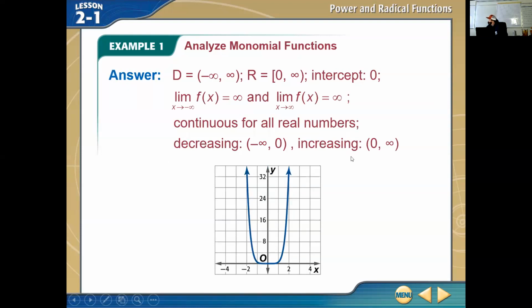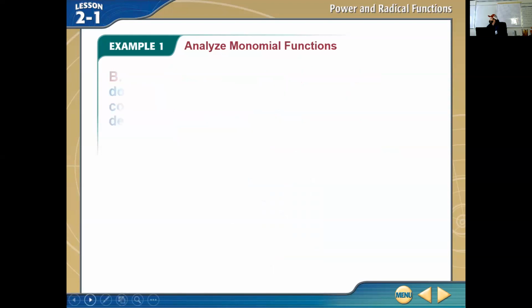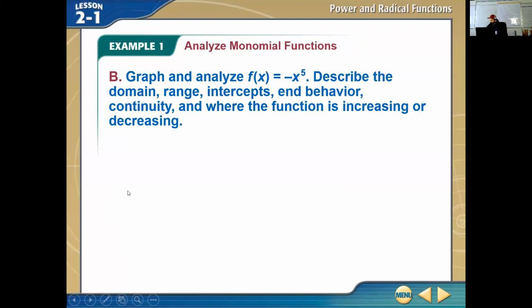Okay, and that would be your answer. And there's a picture of the graph again. So again, you can graph them and get it, but if you can familiarize yourself with that, you're going to be fine. So here we have f of x is equal to a negative x to the fifth.